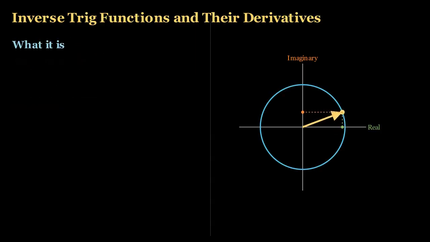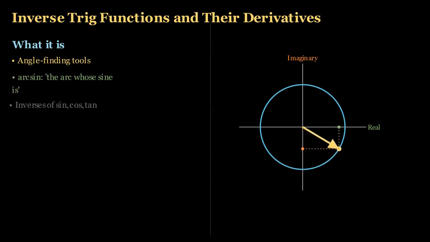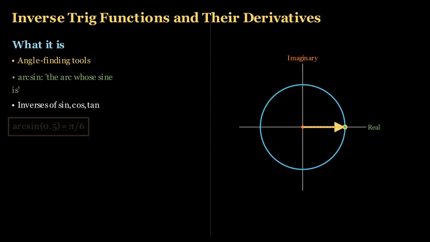We know sine, cosine, and tangent take an angle and give us a ratio. But what if we know the ratio and need the angle? That's exactly what inverse trig functions do. They are the undo buttons for sine, cosine, and tangent.